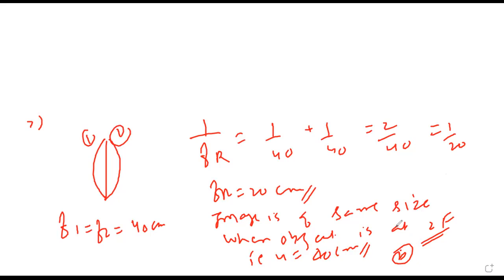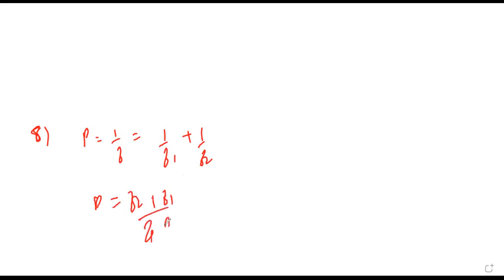Eight. Will you try it? Just take a risk. It appears to be slightly simple. Two thin lenses are in contact. Power of combination. Simple. I think you will get the answer. Can you do it by yourself? Option D.